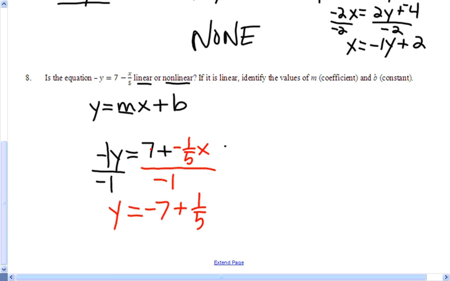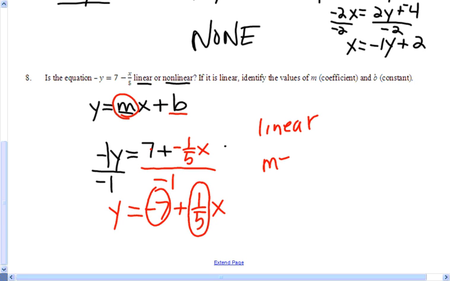Positive. Now, if you look closely, this kind of looks like this. What number is being multiplied by x? 1/5. And is there something else being added on? Negative 7. Yeah, this is linear. The slope, the letter we use for that is m. It's 1/5. And the y-intercept, the letter we use for that is b, negative 7.